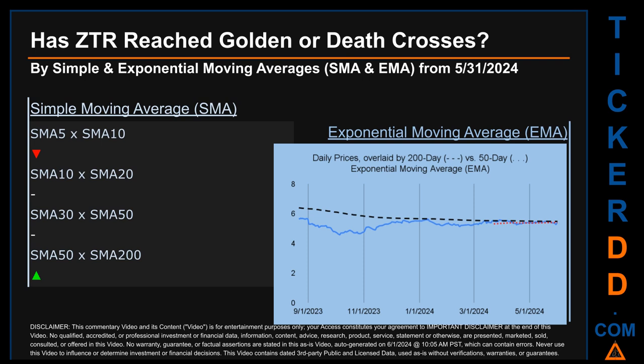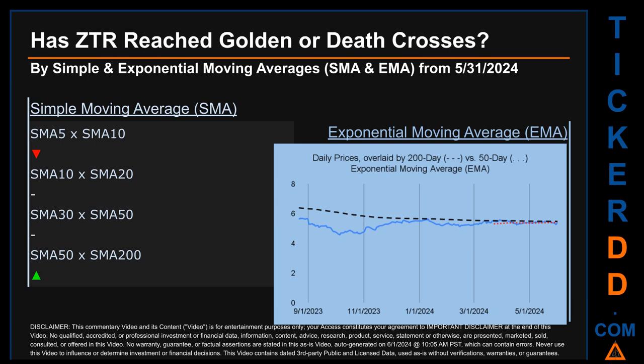Has the 50-day EMA line, which is in red, crossed above or crossed below the 200-day EMA line, which is in black? If no crossing can be seen, then no signal could be had. The blue line is daily end-of-day prices. For simple moving average, by comparing 50 to 200 days, we found a bullish golden cross signal since the 50-day SMA crossed above the 200-day.